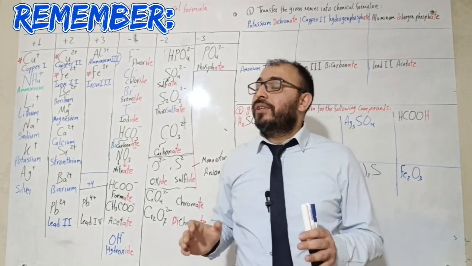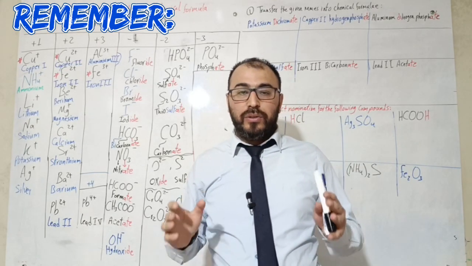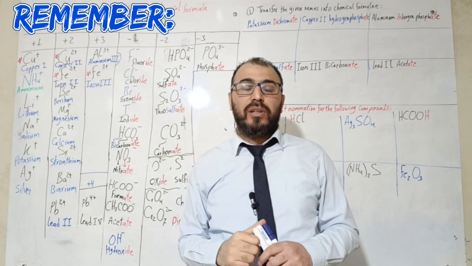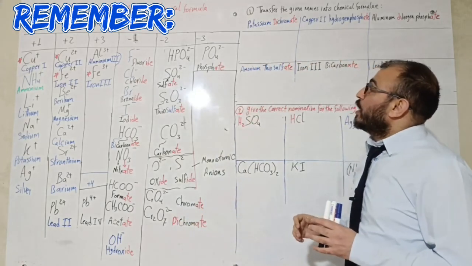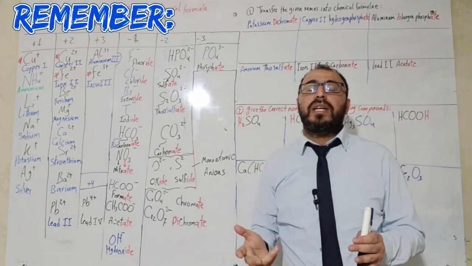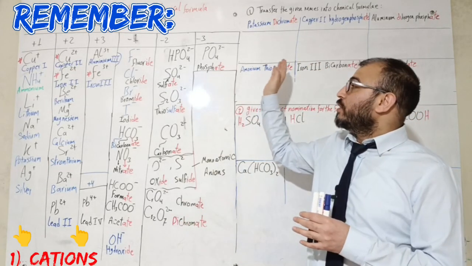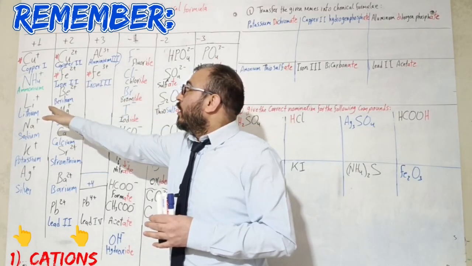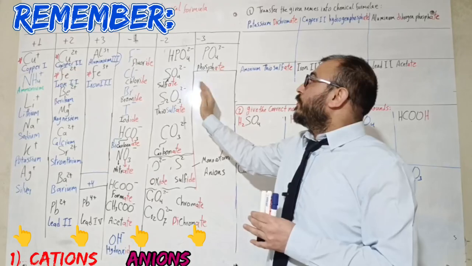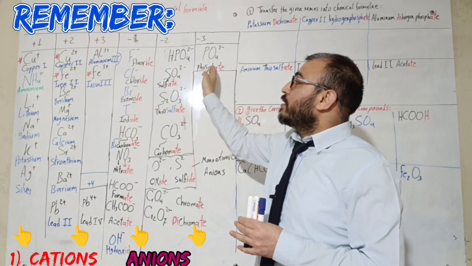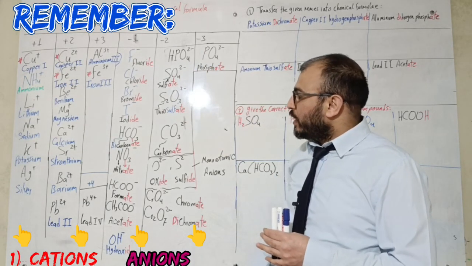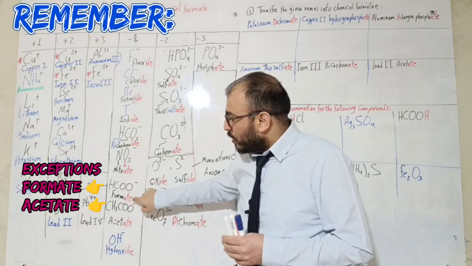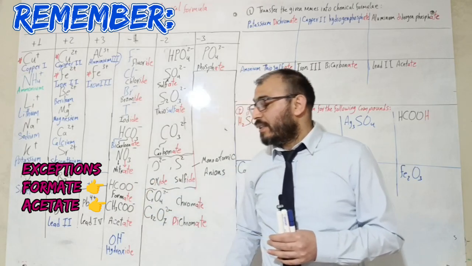Then, my friends, we learned how to make a chemical compound, or how to write a chemical formula. And we said that to write the chemical formula, we have three main steps. The first one is to put the positive ions, or the cations, on the left of the formula, while the negative ions, or the anions, should be on the right. And we said that we have two exceptions, formate and acetate.